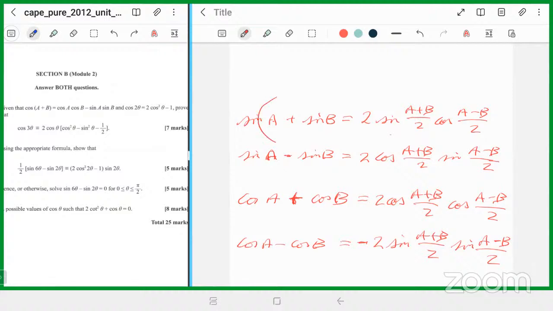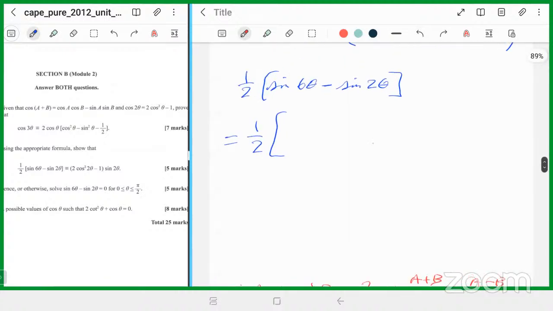This is sum of two sines, difference of two sines, sum of two cos, difference of two cos. So this question up here is a difference of two sines question. I want to apply it now. So this becomes cos sine. The difference of two sines is cos sine. What do I mean by cos sine? I mean that the cos comes first. So it's twice the cos of half the sum. That's this plus this over 2.